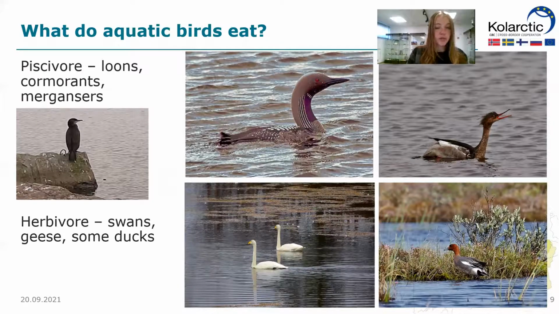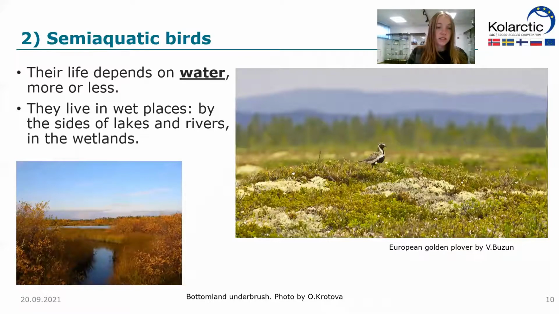Aquatic birds can be piscivore. For example, loons, mergansers, cormorants, they only eat fish. And herbivore, like swans, geese, some ducks, these species prefer plants. The diet of some ducks consists of invertebrates. So talking about some aquatic birds, the life of these species depends on water more or less. They live in wet places by the side of lakes and rivers in the wetlands.